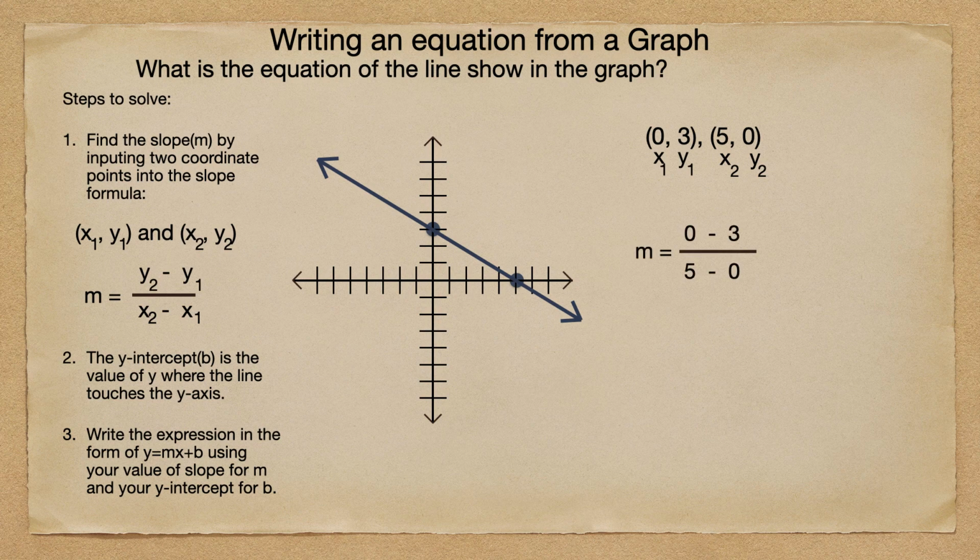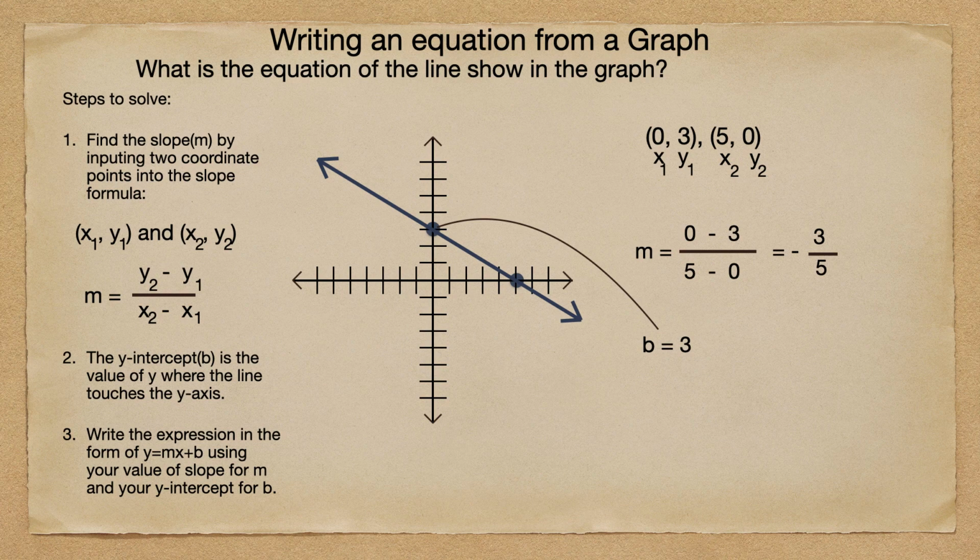We are left with 0 minus 3 over 5 minus 0. This will simplify to become negative 3 over 5. We're then going to find the y-intercept, which is the value where the line crosses the y-axis of my coordinate plane. The line crosses at positive 3 on the coordinate plane, so my y-intercept, or b, is 3.